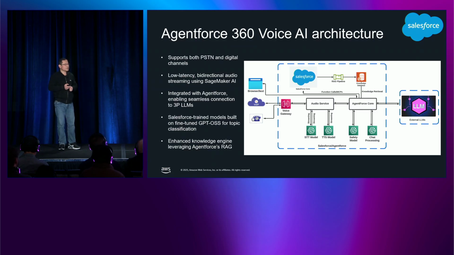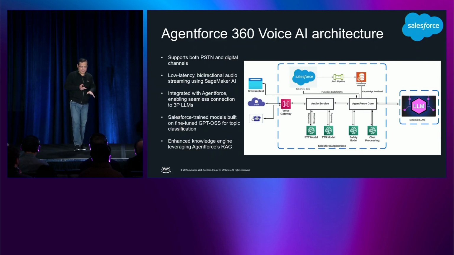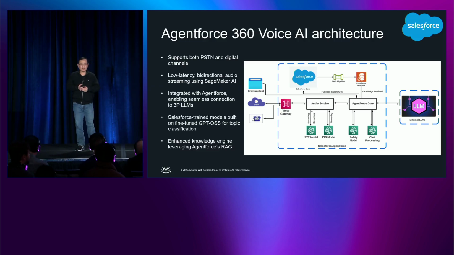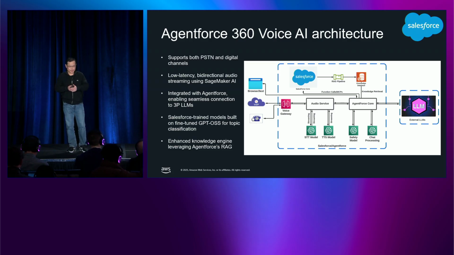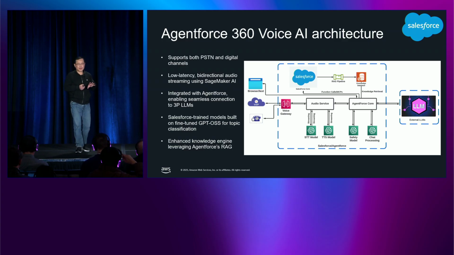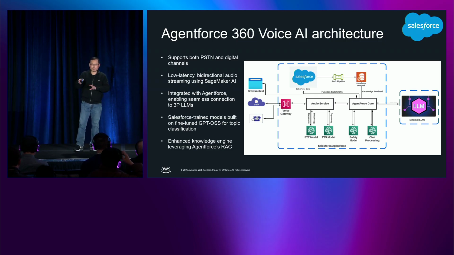This is the architecture of the voice. On the left side, we support different channels: traditional PSTN, and digital channels, WebRTC. The majority of the work is going through testing and will be released very soon. In the middle, which is the voice call, we connect to SageMaker, which is supporting the bidirectional low latency streaming.